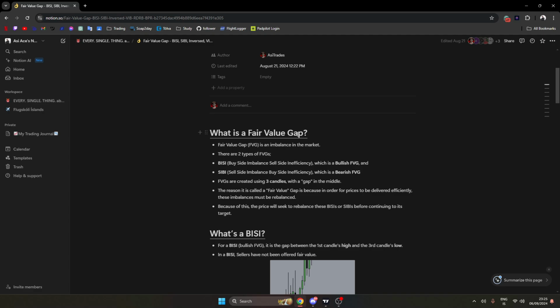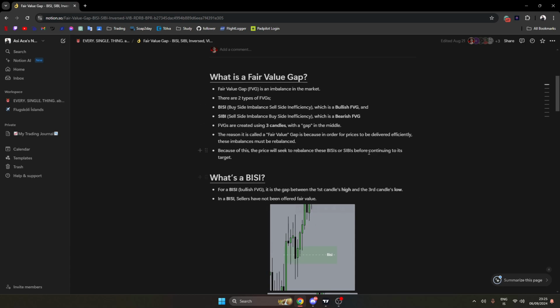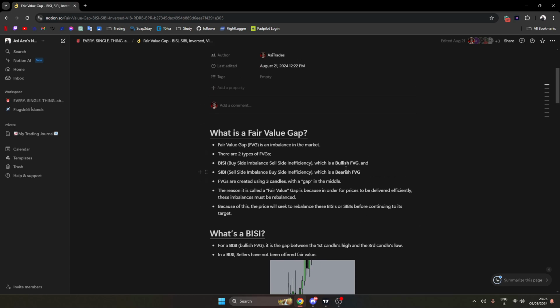What is a fair value gap? Fair value gap, FVG is the acronym, is an imbalance in the market. There are two types of fair value gaps. BISI, which is buy side imbalance, sell side inefficiency, which is a bullish fair value gap. SIBI is a sell side imbalance, buy side inefficiency, which is a bearish fair value gap. What's the difference between bullish and bearish? Bullish is up, bearish is down. I think most people know this.